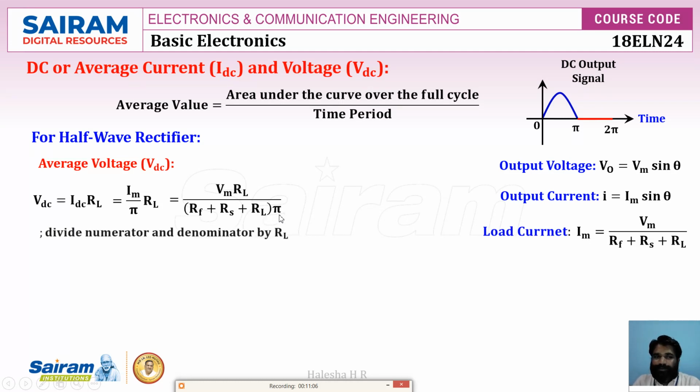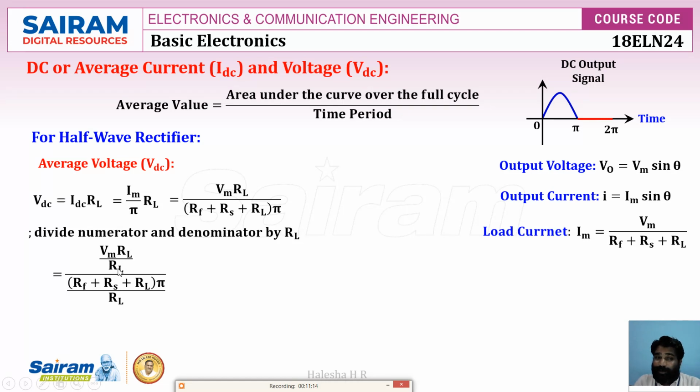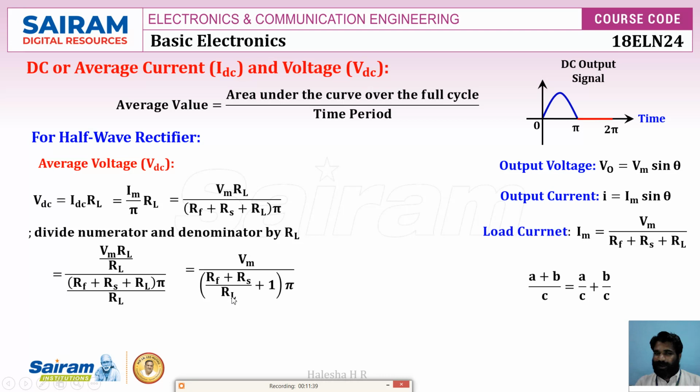Here divide both numerator and denominator by RL. In the numerator, Vm RL divided by RL, so RL gets cancelled and only Vm remains. In the denominator, as we know, A plus B by C can be written as A by C plus B by C. Similarly, here we write RF plus RS by RL plus RL by RL, which is 1. So it becomes RF plus RS by RL plus 1, into pi. The numerator is Vm.